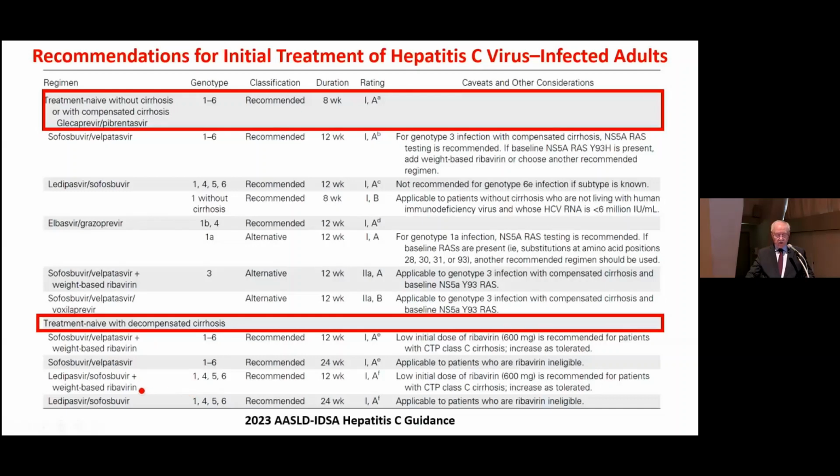Ledipasvir, sofosbuvir, and weight-based ribavirin for genotype 1, 4, 5, 6 can be given for 12 weeks. A low initial dose of ribavirin, 600 mg, is recommended for patients with Child-Pugh class 3 cirrhosis, increased as tolerated. And also ledipasvir, sofosbuvir can be given to genotype 1, 4, 5, 6 for 12 weeks, applicable to patients who are ribavirin ineligible.